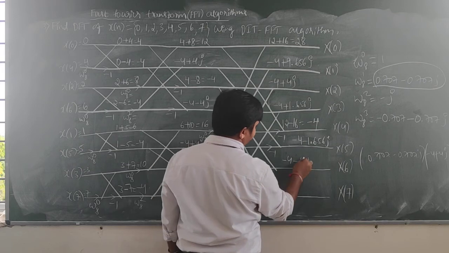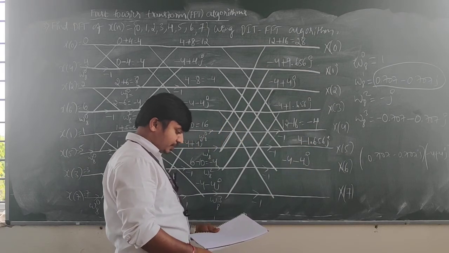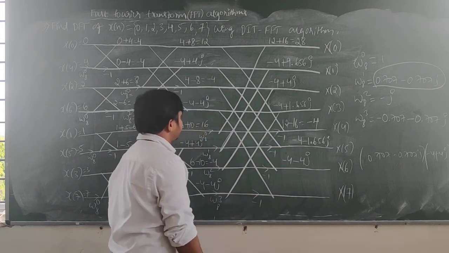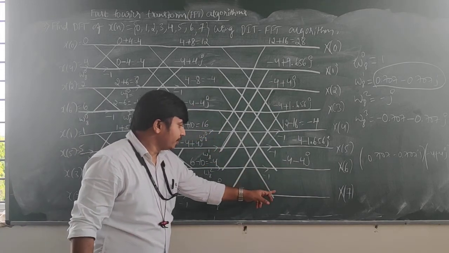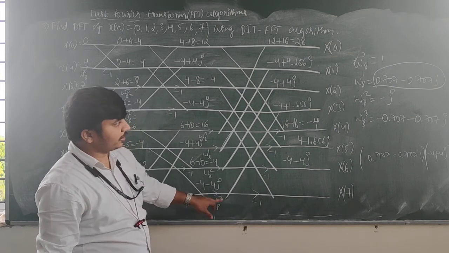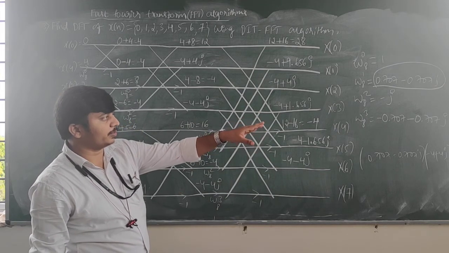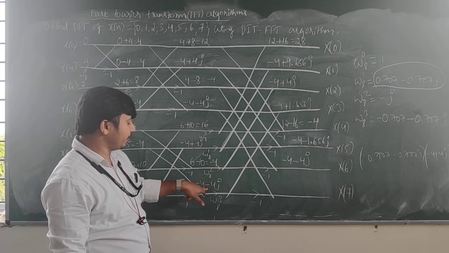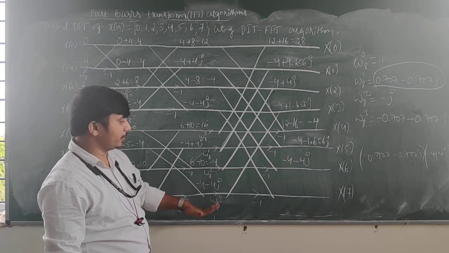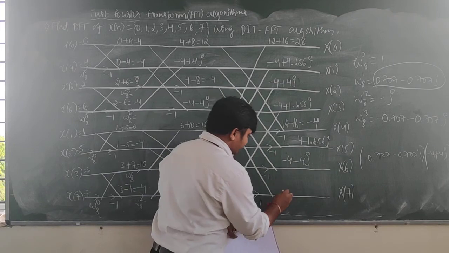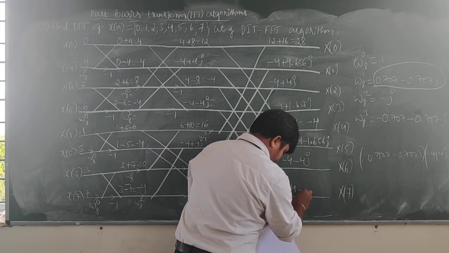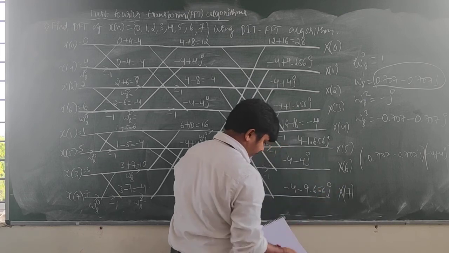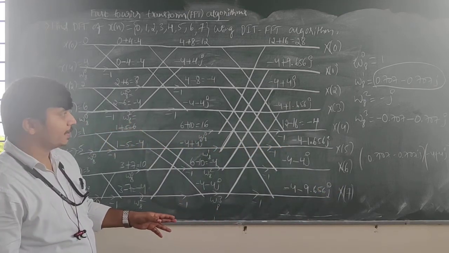Okay, so here minus 4 minus W8 power 2 is minus j into minus 4 plus 4j, plus 4j into minus 1, it is minus 4j. Minus 4 minus 4j. Okay, so here minus 4 minus 4j is coming. Minus W8 power 3 is minus 0.707 minus 0.707j into this minus 4 minus 4j. Okay, so therefore I get minus 4 minus 9.656j.